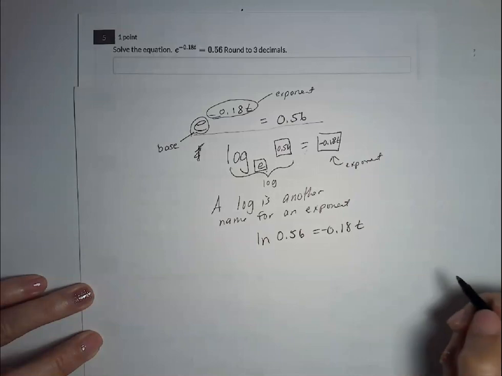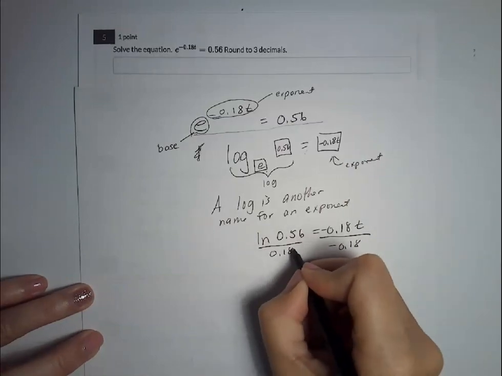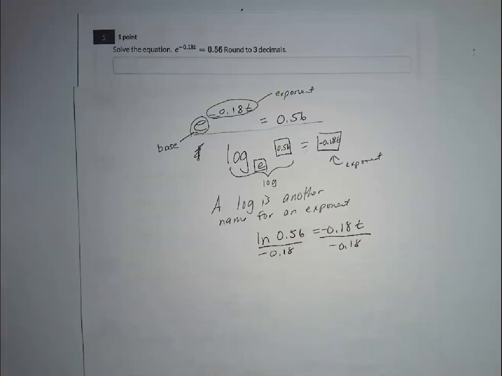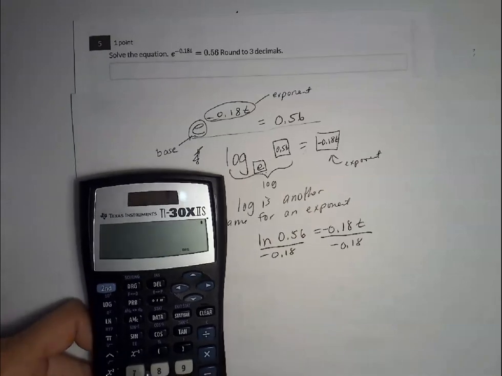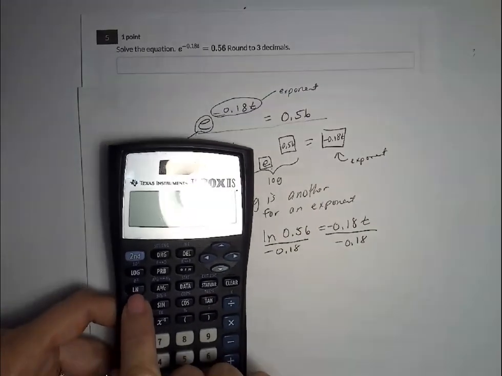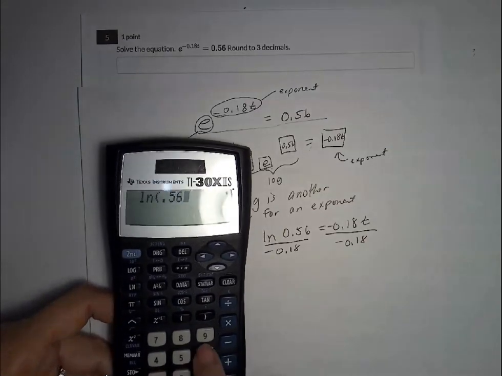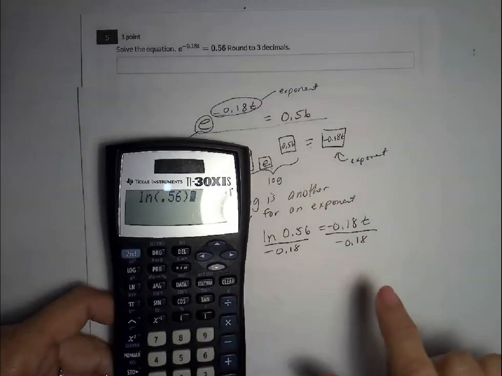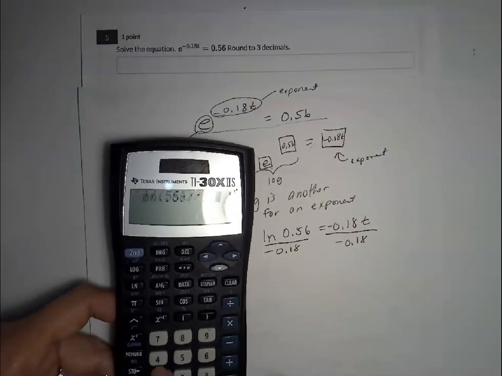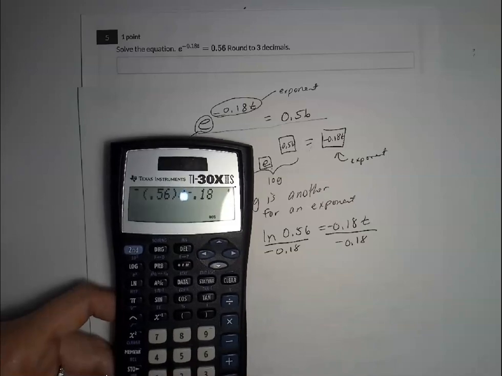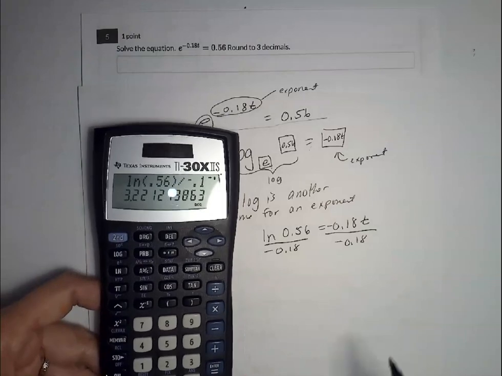So now I just need to solve for t. So I'm going to divide both sides by negative 0.18. And I'm going to use my calculator. So I have my scientific calculator here. So I'm going to find the ln button. It's right here. And I'm going to type in 0.56. Notice you have to close the parentheses on this calculator. And then I'm going to divide by negative 0.18. There's a negative on the bottom row here, if you're looking for that. And then hit equal.